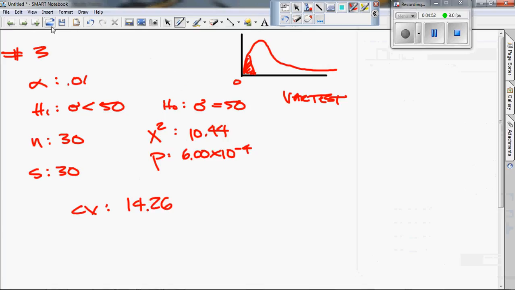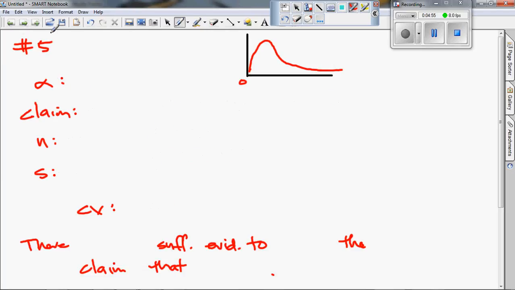Alright, so all done with that one. Let's go on to number 5. Number 5, it says that the significance level we're using is 0.01. We are testing the claim that the peanut M&M candies have a weight that varies more, so sigma varies more than the plain M&Ms, which have a standard deviation of 0.04. The sample size is 40. Sample standard deviation is 0.31.